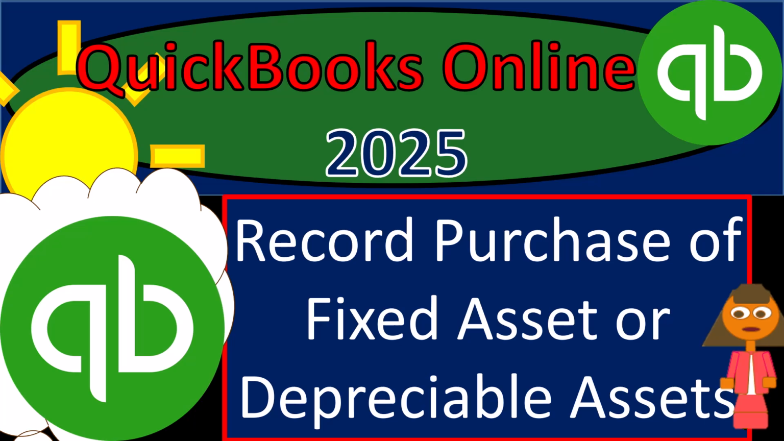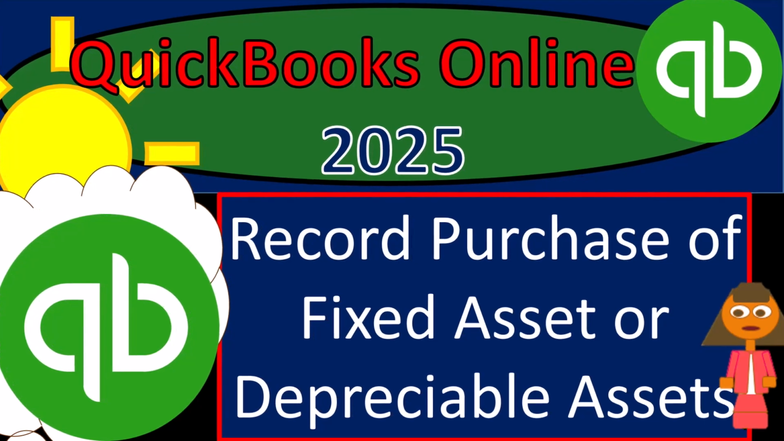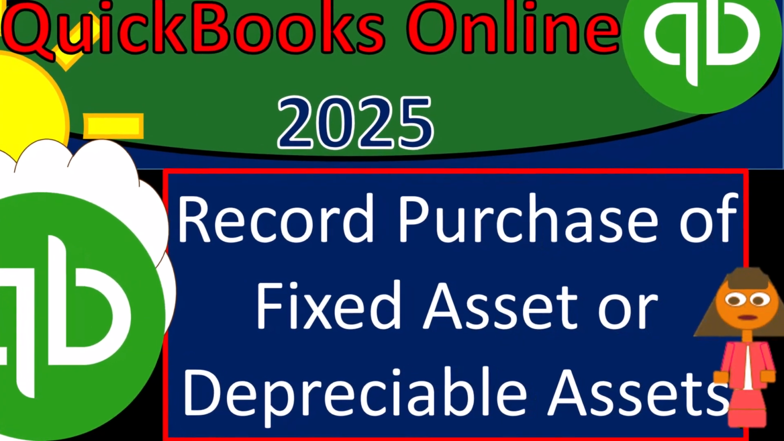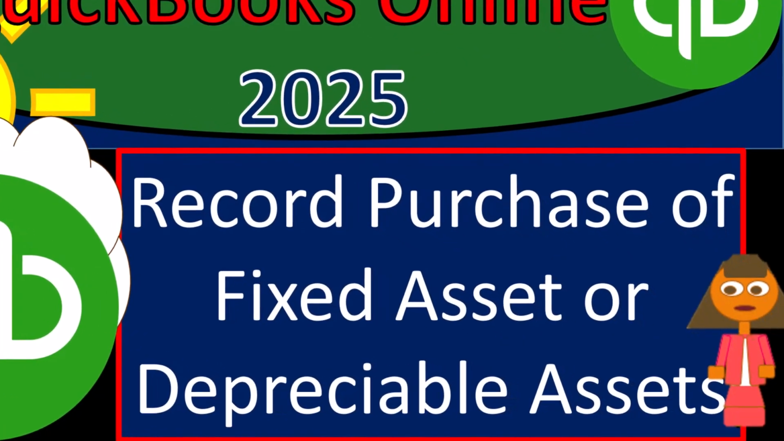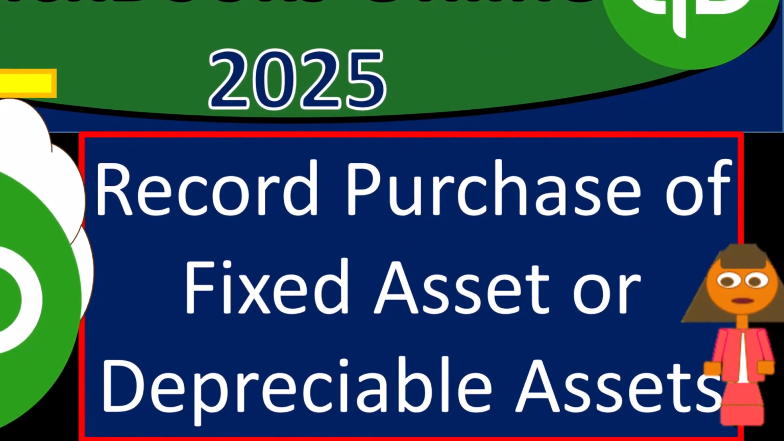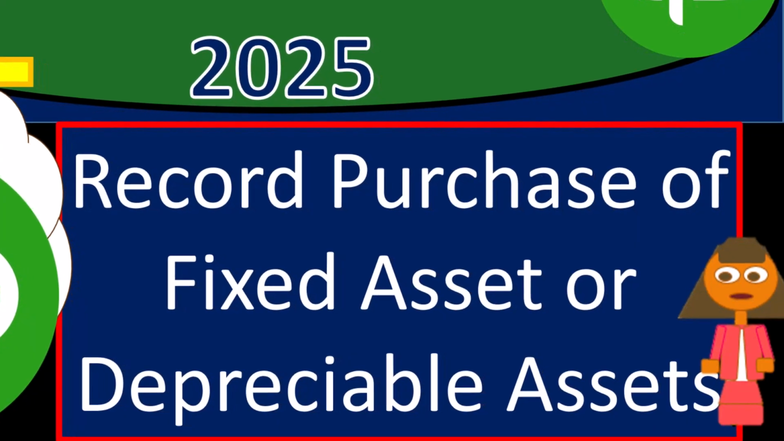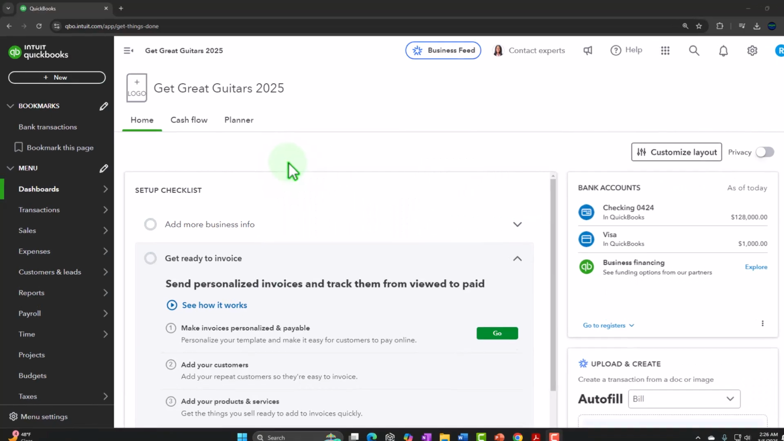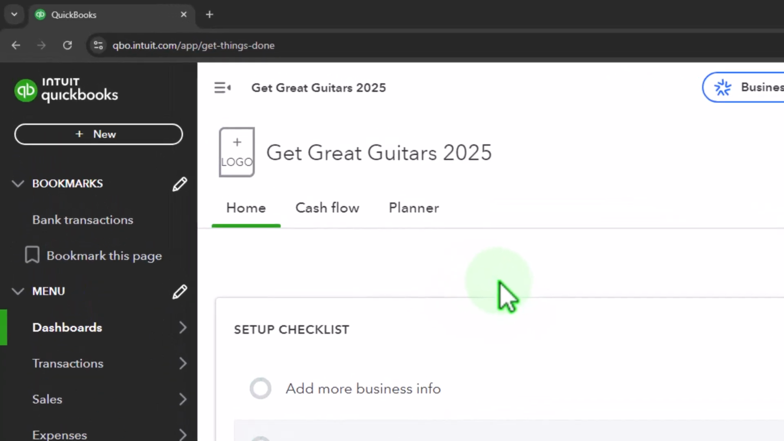QuickBooks Online 2025, record the purchase of fixed assets, which could also be called depreciable assets or property, plant, and equipment, PP&E. Get ready and some coffee because we're learning how to save time with QuickBooks Online 2025. Here we are in our QuickBooks Online Get Great Guitars 2025 Project 5.